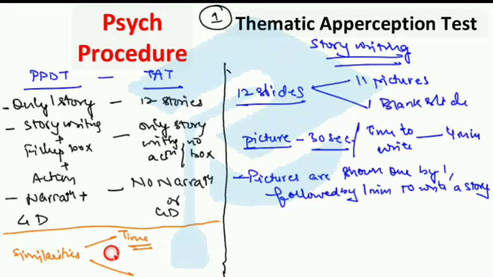In time similarities, when you are writing the story or when you are observing the picture, at both these moments you get equal time. In PPDT, the picture is shown for 30 seconds. In TAT also, the picture is shown for 30 seconds. In TAT or PPDT, you are given the same 4 minutes to write the story.